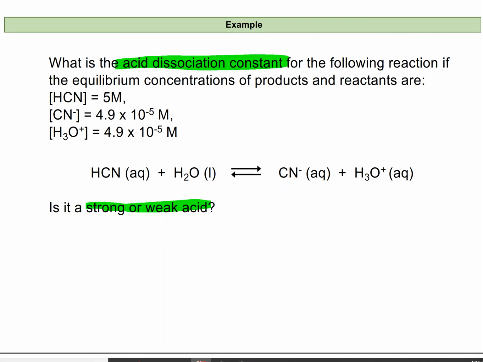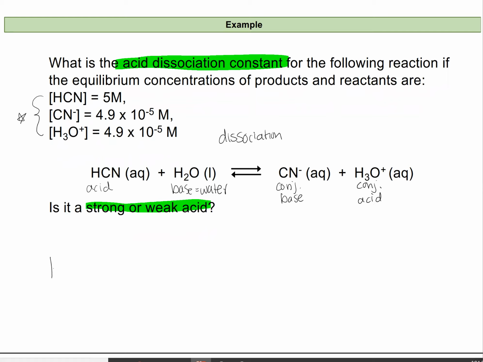And we've been given equilibrium concentrations for each of our reactants and products. And we know the equation. So we have our acid, which is hydrogen cyanide, and our base, which is water, which means we're looking at a dissociation reaction. And our conjugate base is going to be our acid, hydrogen cyanide, minus that hydrogen, so CN minus. And my conjugate acid is my hydronium ion.